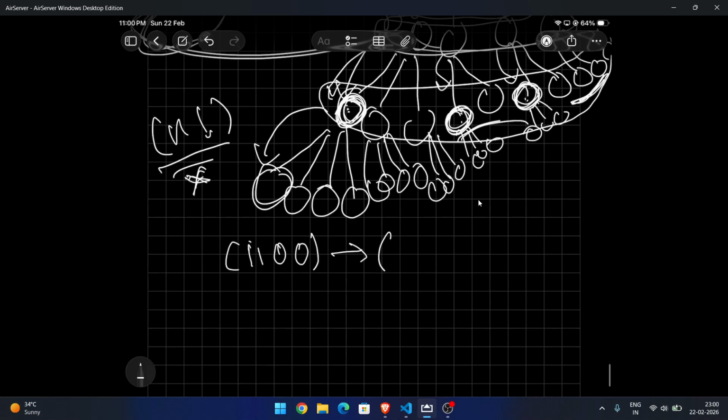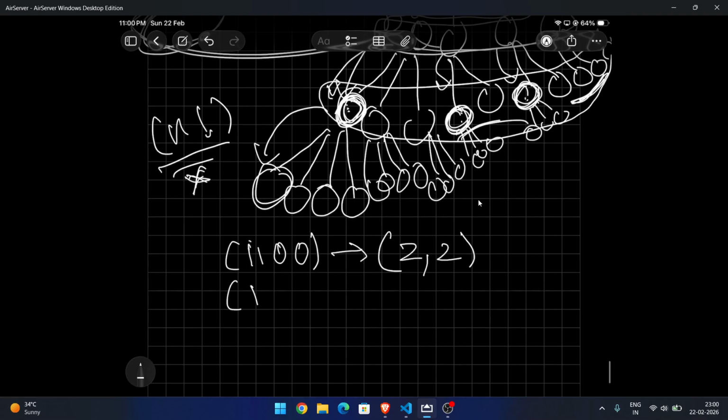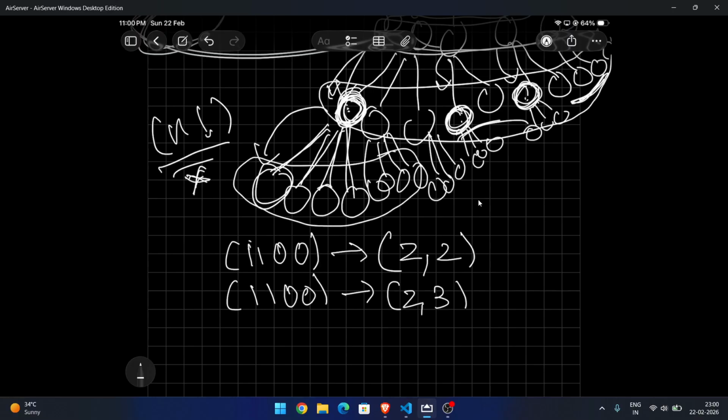One time it would have come for 2 comma 2. One time it would have come for 2 comma 3. So it would have come multiple times. Now if we had solved this one first, we would have evaluated every possible answer, and that would be a waste because we already have a better one.